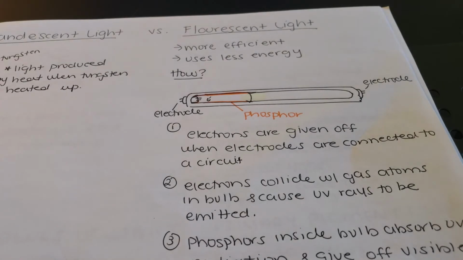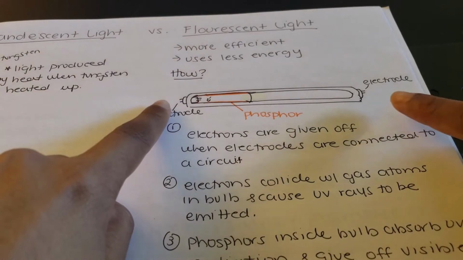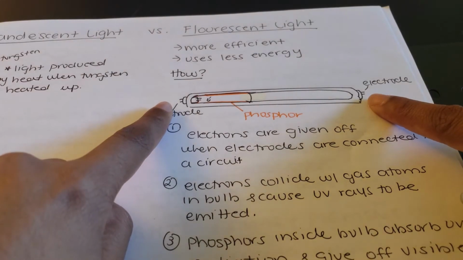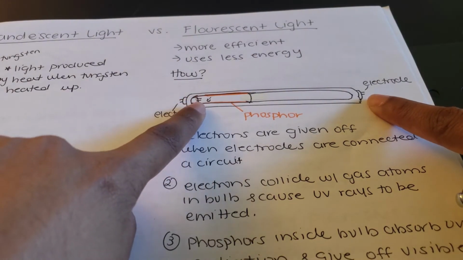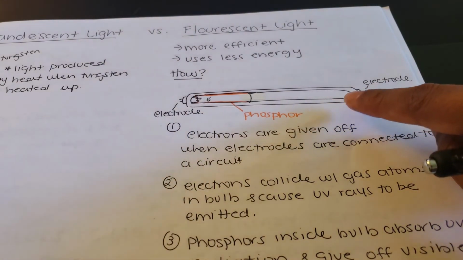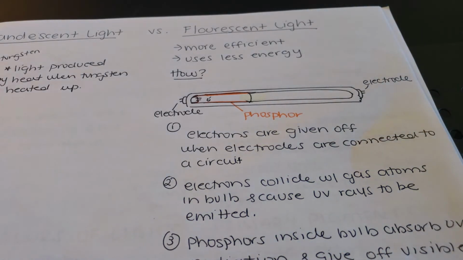UV rays is just an abbreviation for ultraviolet radiation, okay? So I'm going to say it again. These electrodes right here are going to connect to a circuit. When they are connected to a circuit, electrons are going to be released inside of the light bulb. The light bulb already contains a gas, so when the electrons are emitted, those electrons are going to collide with the gas atoms and release UV rays, or ultraviolet radiation.